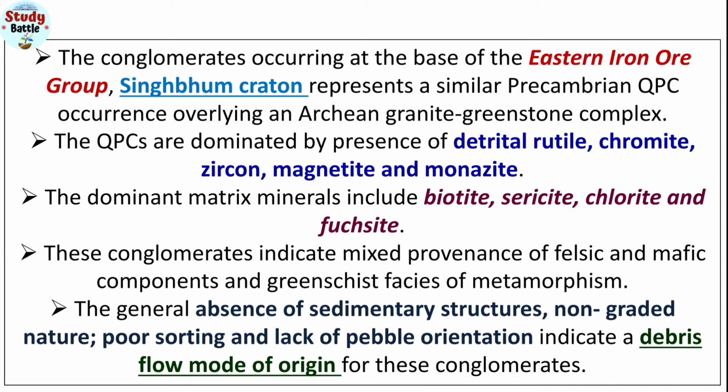That means, regarding the mode of deposition and the features of these conglomerates, sedimentary structures are completely absent, the nature is completely non-graded, meaning there is no gradation in the scale, the sorting is very poor, and the pebble orientation is also lacking. So overall these conglomerates indicate a debris flow mode of origin. Debris flow mode of origin means the flow was not oriented in a particular direction or in a particular hierarchy. So this is the significance of these conglomerates.